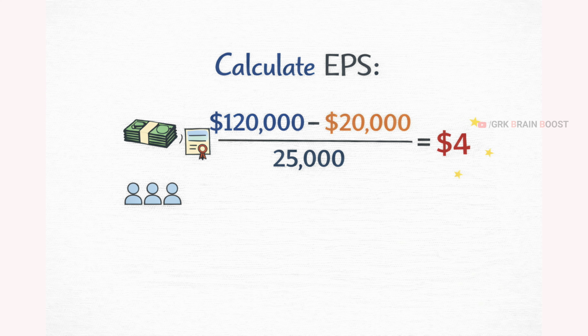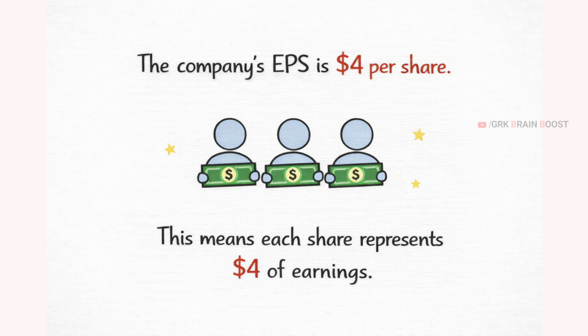Now divide this number by the number of shares. Therefore, we get the EPS as $4. So the company's EPS is $4 per share. This means each share represents $4 of earnings.